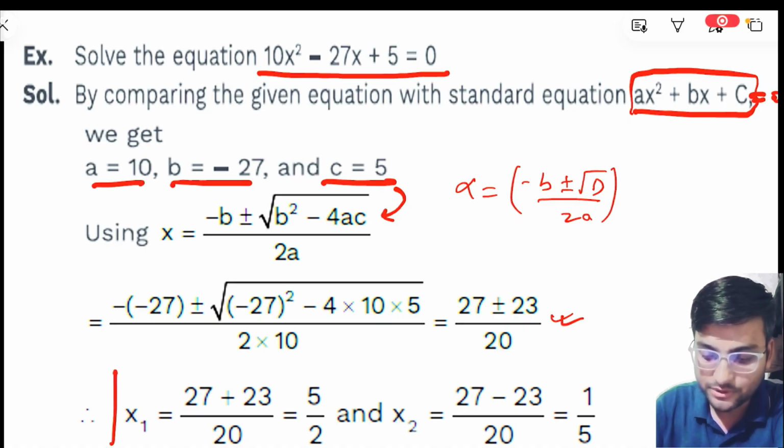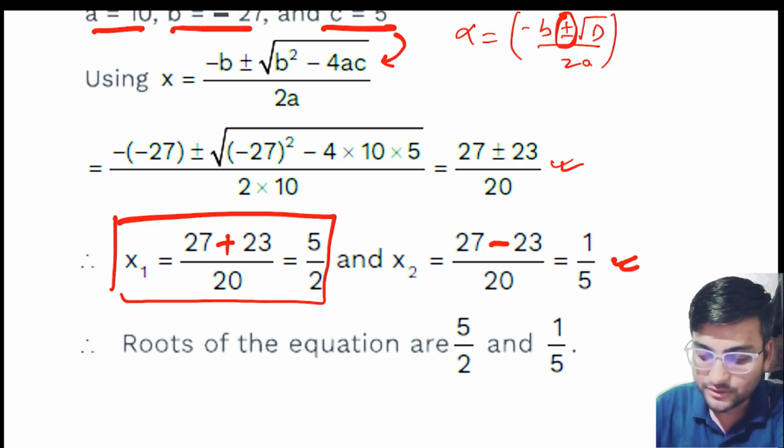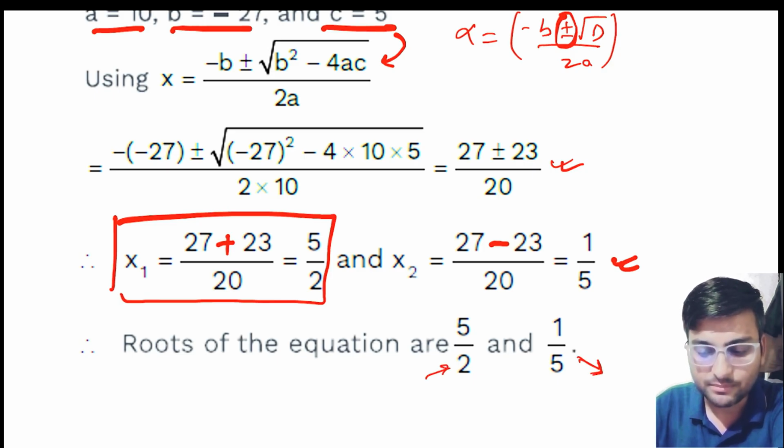So x1 becomes how much? If you take the plus value here, it becomes 5 by 2. If you take the minus value here, as plus and minus are both given, then this becomes 1 by 5. So one root will be 5 by 2 and the second root will be 1 by 5. This is a very simple question.